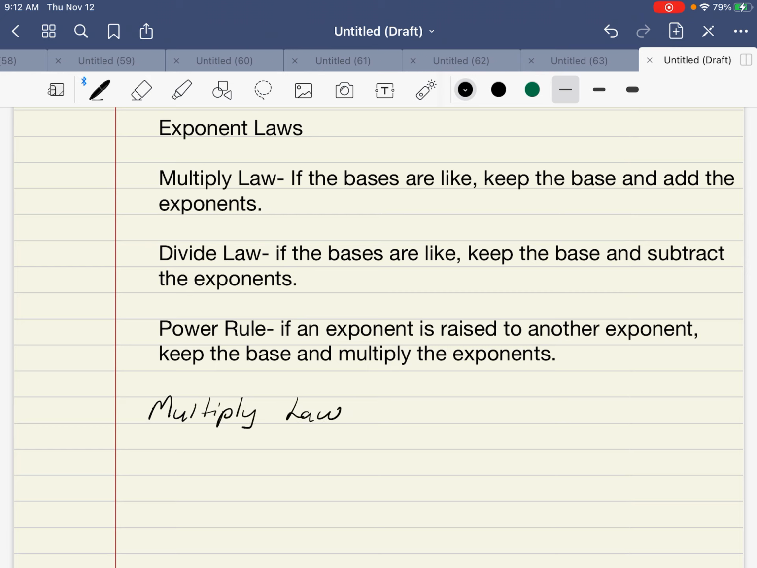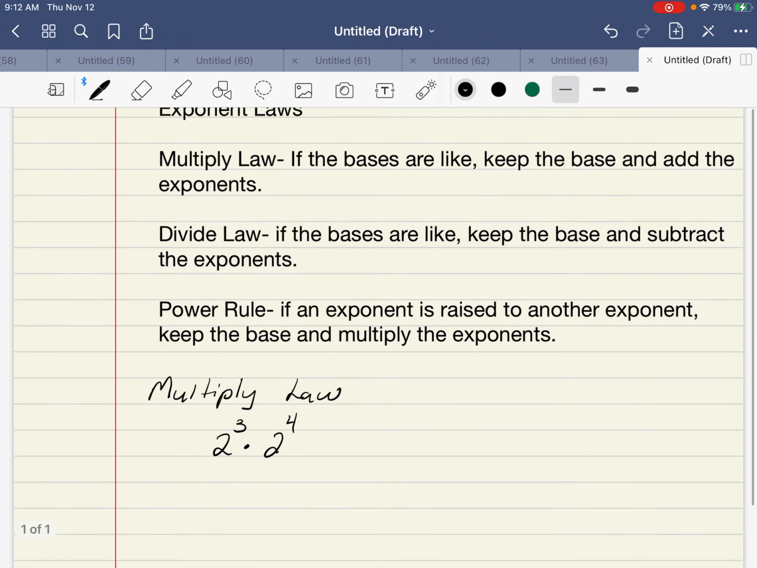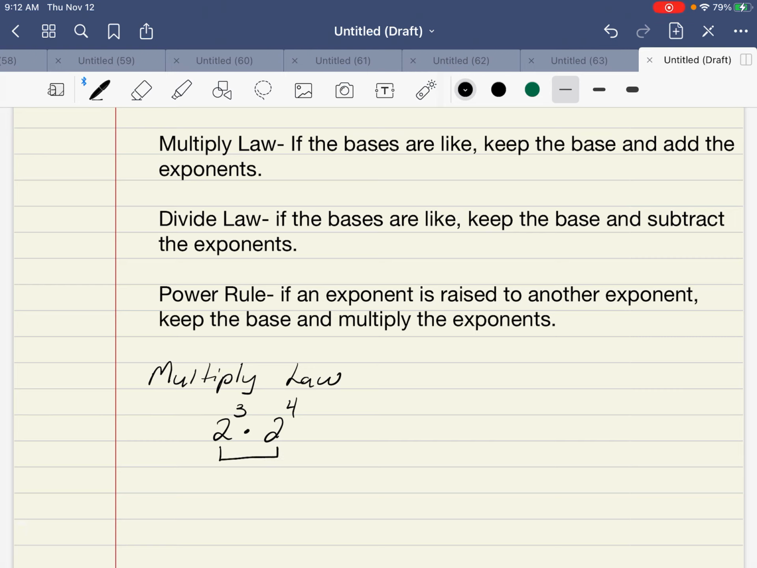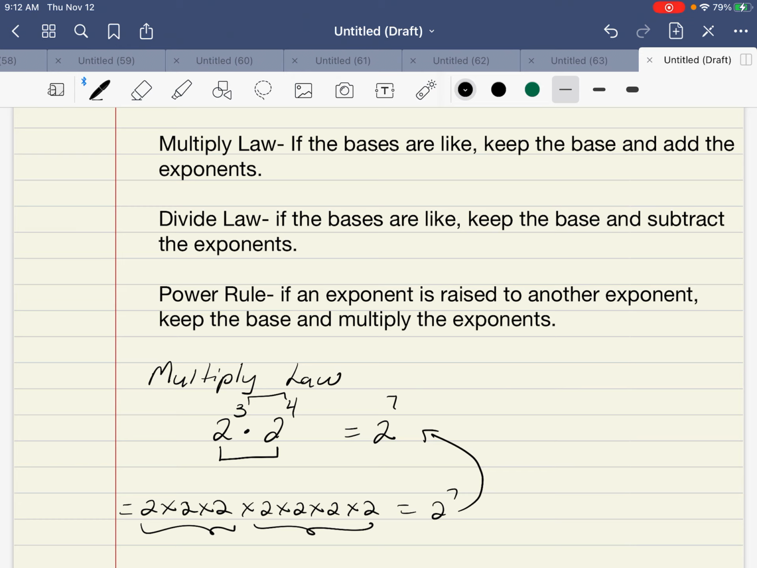So again, those look like this. If you have 2 to the exponent 3, and it's multiplying 2 to the exponent 4, this would be a perfect example for the multiply law. See, the bases are the same. They're both base 2. So you want to keep that base, and you want to add the exponents. Now, we can prove that that's actually correct, because we know 2 to the 3 is 2 times itself 3 times. And 2 to the 4 would be 2 times itself 4 times. And if I add these up, I've got 7 altogether, which proves the law right there.